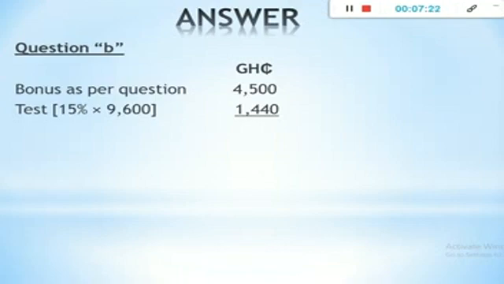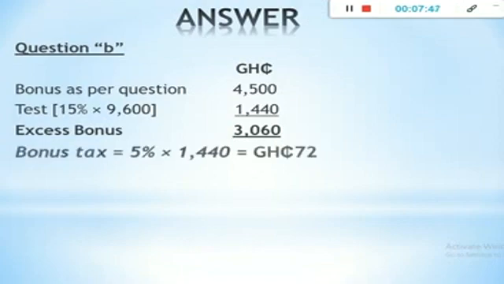So with this, you are going to get an excess bonus because you realize that the bonus amount is more than the test value. And our excess bonus is 3,060. So what is the taxation rule involved over here? Number one, you're supposed to charge a tax of 5%, but you're going to charge it on the test amount. So that's the first thing you do. We charge bonus tax of 5% on the test amount. So it's going to be 5% on 1,440, and we're going to get an amount of 72 Ghana cedi.